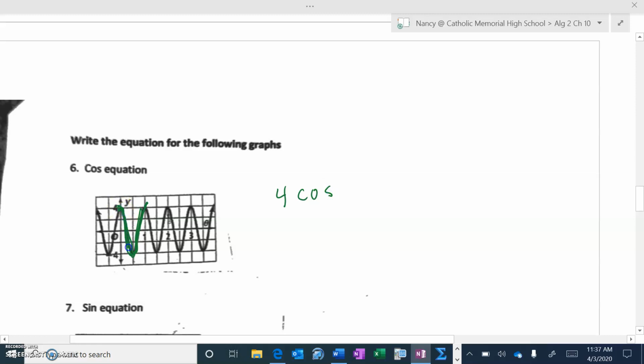And then you get your period. The period is 1. So again, I'm going to go 2 pi over b equals 1 and cross multiply. 2 pi equals b. And there would be my equation.